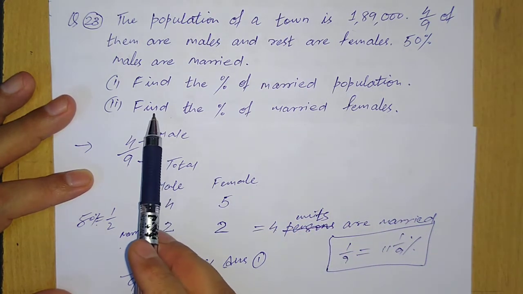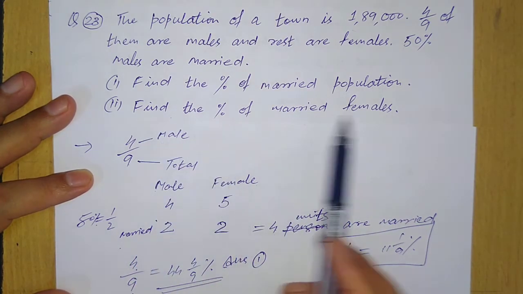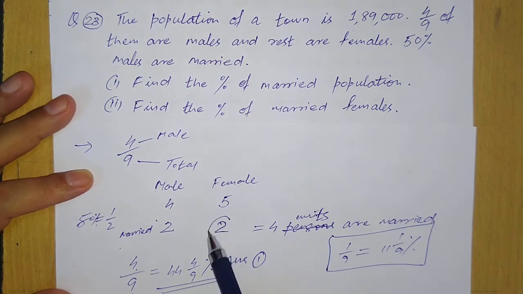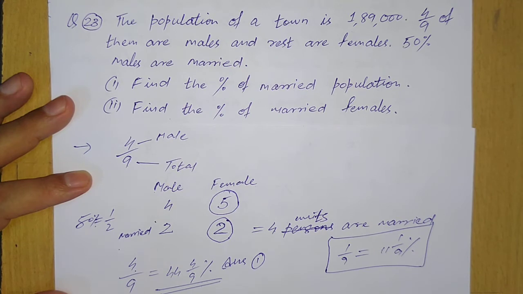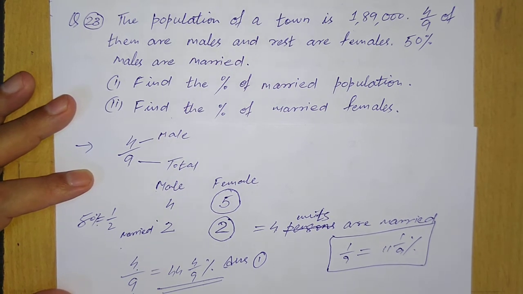Now the second question is find the percent of married females. Married females is how much? 2, and the total females is 5. So 2 upon 5 into 100. So 1/5 is 20, 2 will be 40.